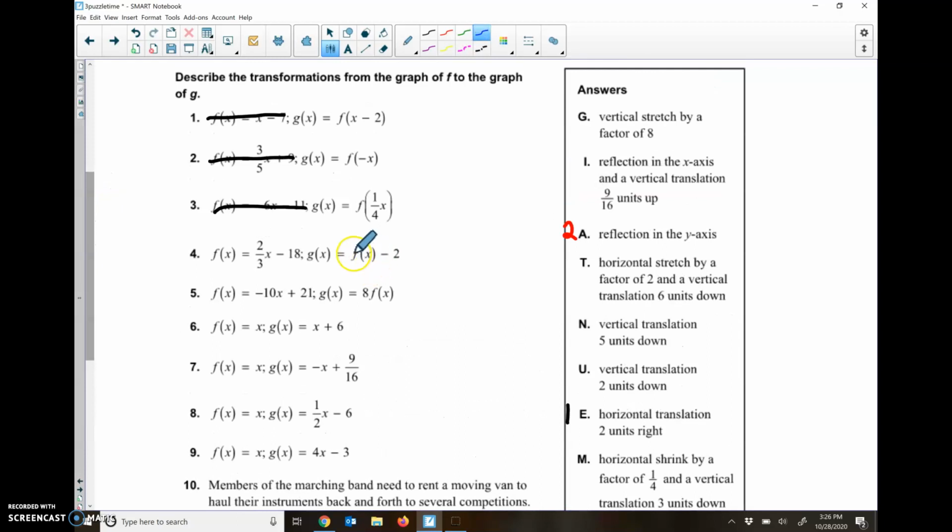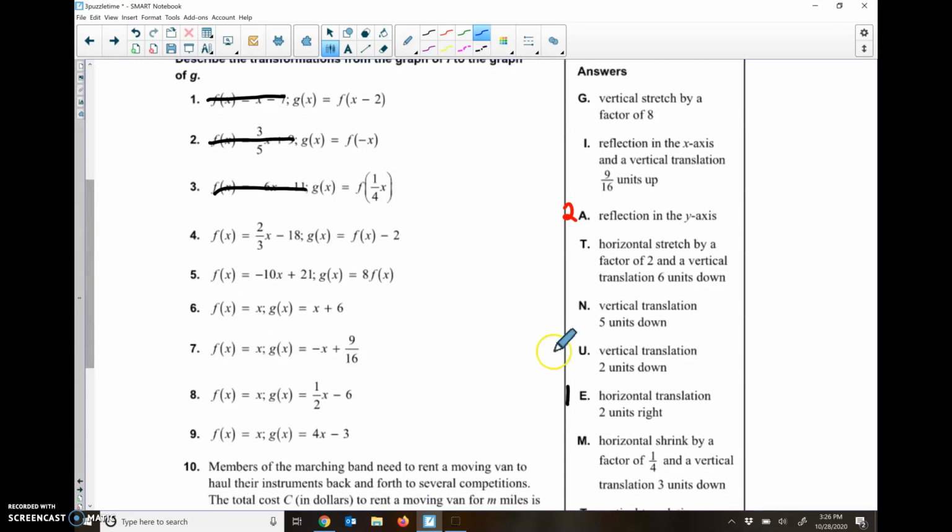Number 4 here, we have f of x -2, so this time the minus sign is at the end. So unlike number 1 where it's inside the parentheses, this one's outside of the parentheses. So we know this is going to be a vertical translation, and it's a vertical translation because it is a -2. It's going to be 2 units down. So vertical translation, 2 units down, letter U there.